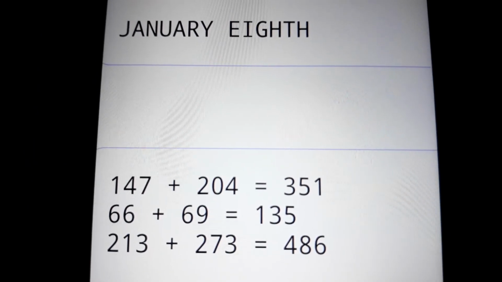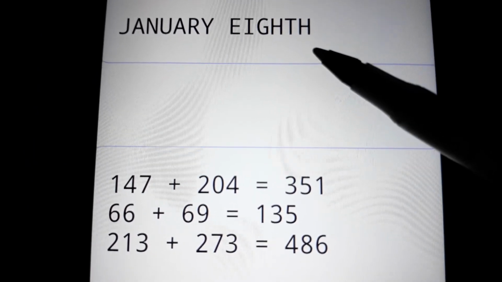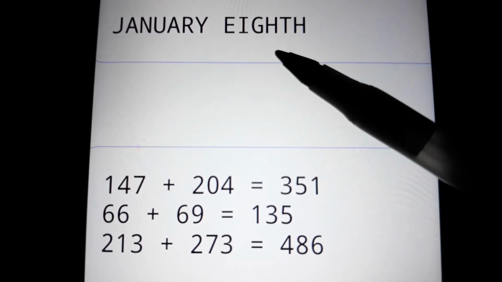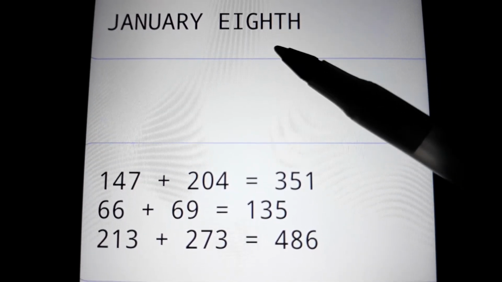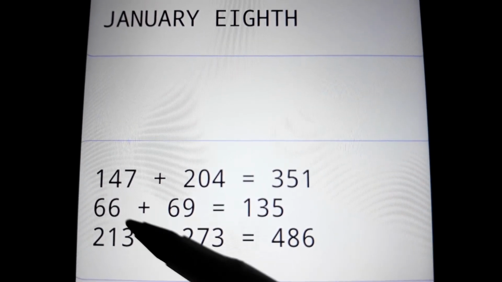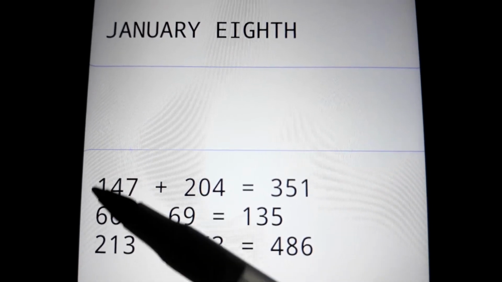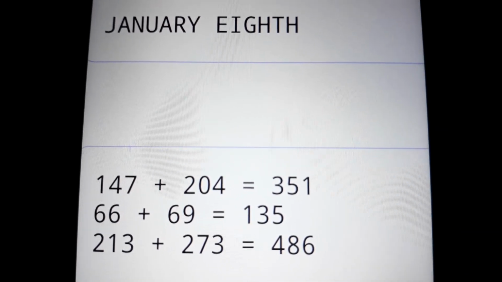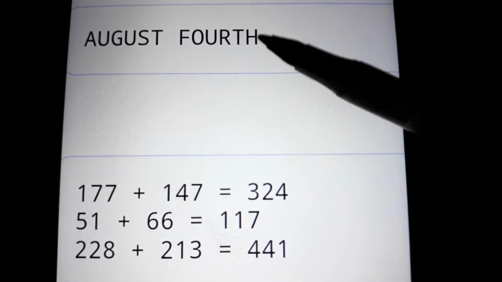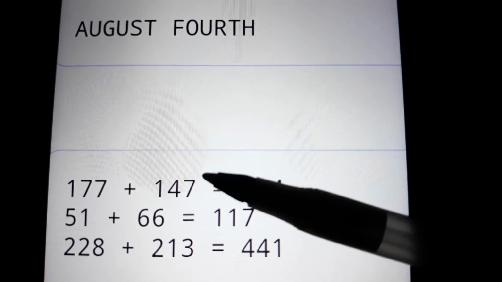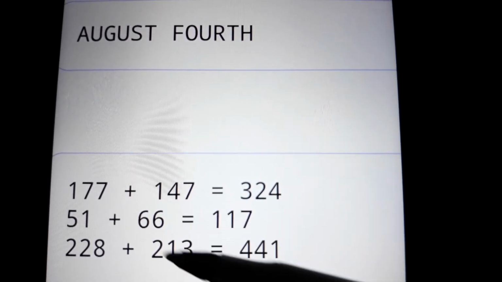Or like this. Now watch what I show you here. January 8th, that's what I was just showing you, the 1-8. January 8th, the day Elvis was born and the day Elvis's twin died. Okay? First of all, look at this number right here. 147, 66, 213. August 4th, the 216th day of the year, has that number backwards. 147, 66, 213. Look at that.